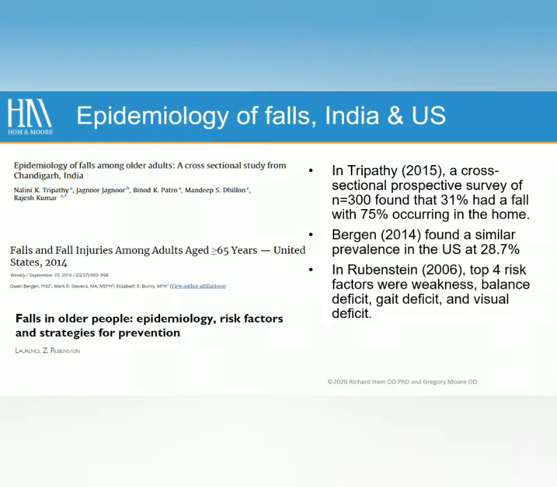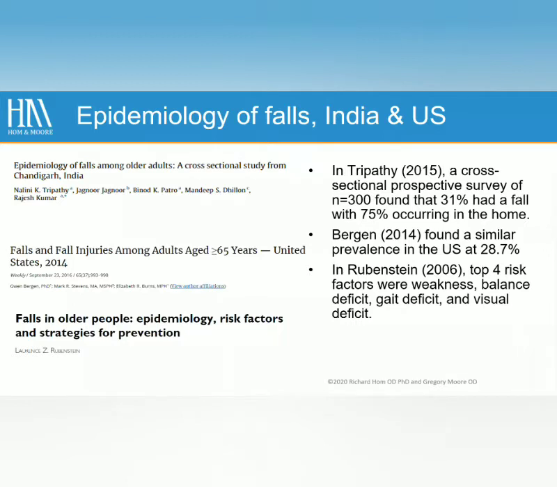The interesting thing about falls is that it's pretty similar in India and the United States. We would think that because there are cultural differences and population densities, they would differ, but in actuality they're pretty similar. There's a slight difference. In India, it's probably close to about 1/3, and in the United States, very similar also.